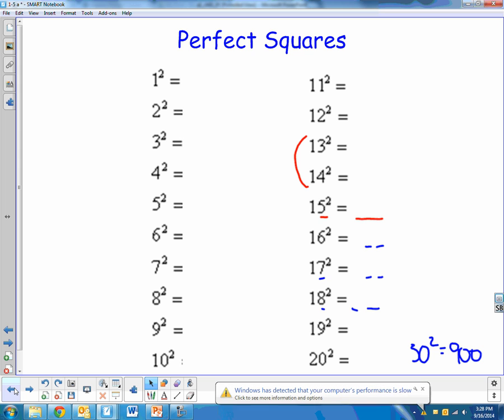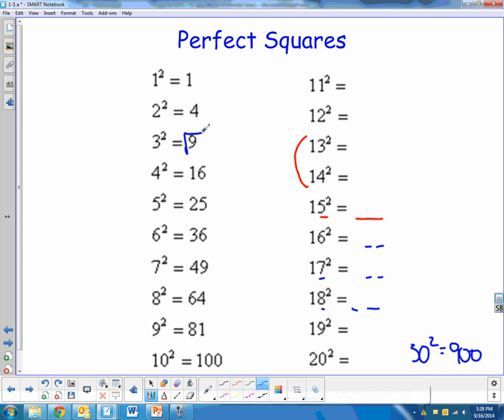Looking back here, if I have my list, that would mean then that the square root of 9 is 3. The square root of 4 is 2. The square root of 49 would be 7, because 7 times 7 is 49.